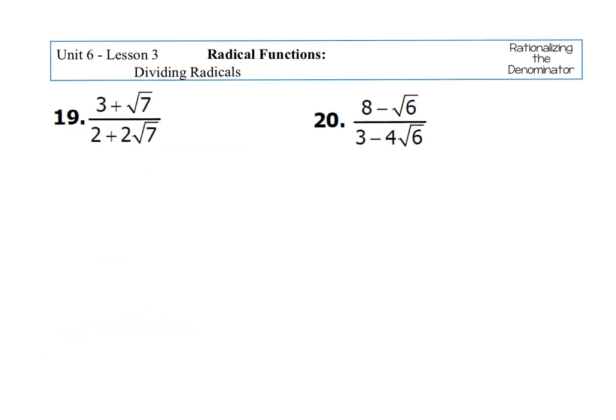Okay, and the last example I'm going to do is number 19. We have a binomial on the top, 3 plus square root 7, divided by 2 plus 2 square root 7. We have a binomial in the numerator and a binomial in the denominator. Remember, you multiply always by the conjugate of the denominator when you're simplifying radical terms. It's the denominator where we have the issue. So we will multiply by 2 minus 2 square root 7 to the denominator and the numerator.